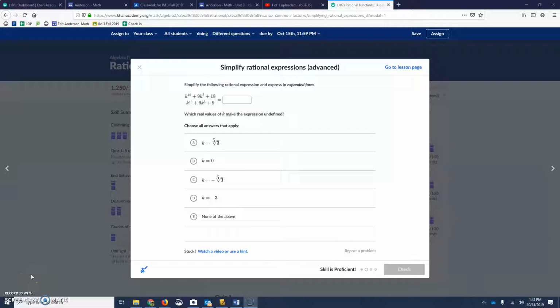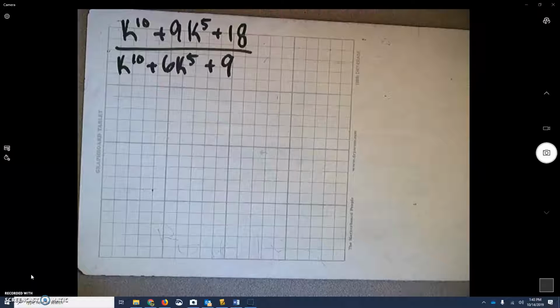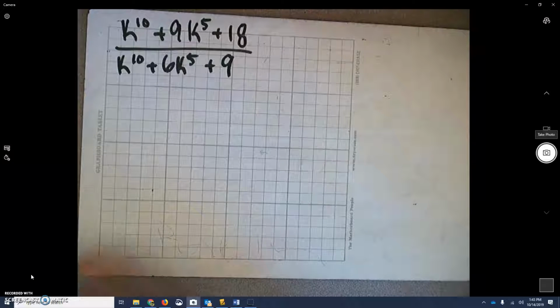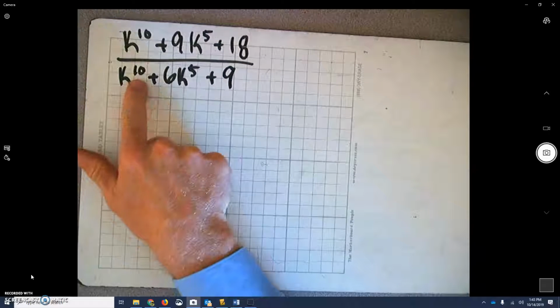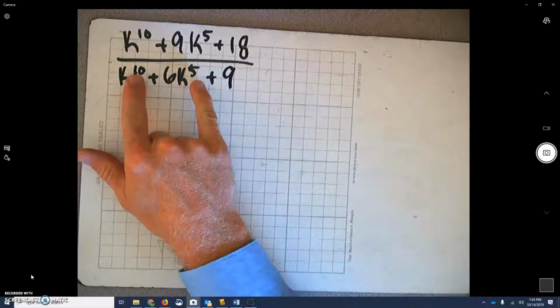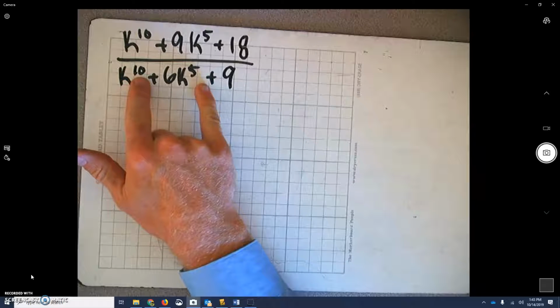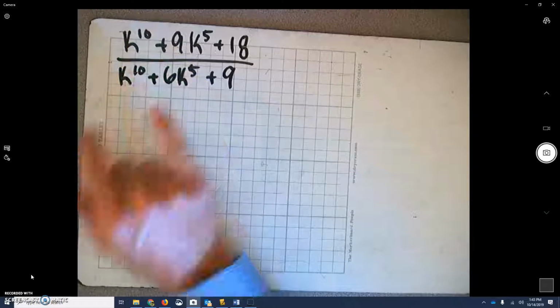All right, simplify rational expressions advanced. I had this problem written down on the whiteboard right here. We have k^10 squared plus 9k^5 plus 18. We need to factor both these things. The k^10 and k^5 aren't really any different than, say, x squared and x. This is double that number.